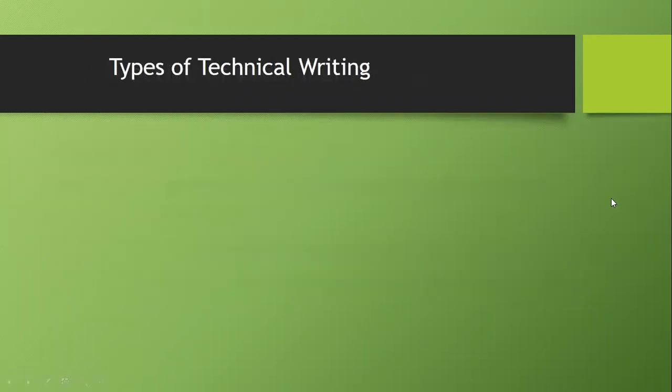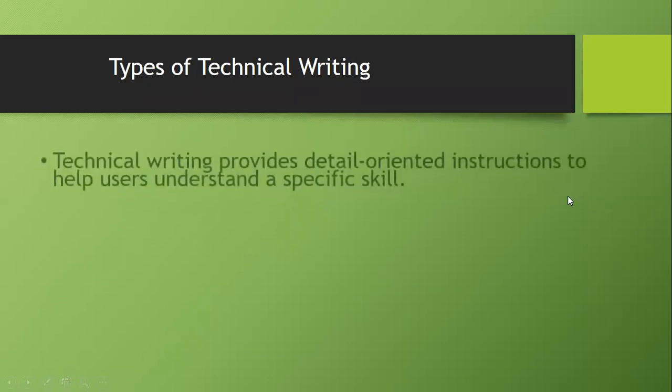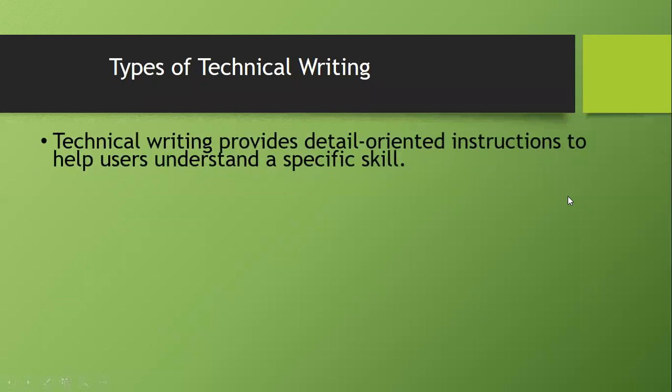So there we have types of technical writing. Just to put us back into the picture, technical writing provides detail-oriented instructions to help users understand a specific skill, more like instruction manuals, textbooks also. We all use books. For those of us who study at university or do some research projects at university or for companies, we know that we need to use texts, and these texts need to be quite skillfully written in a technical way.